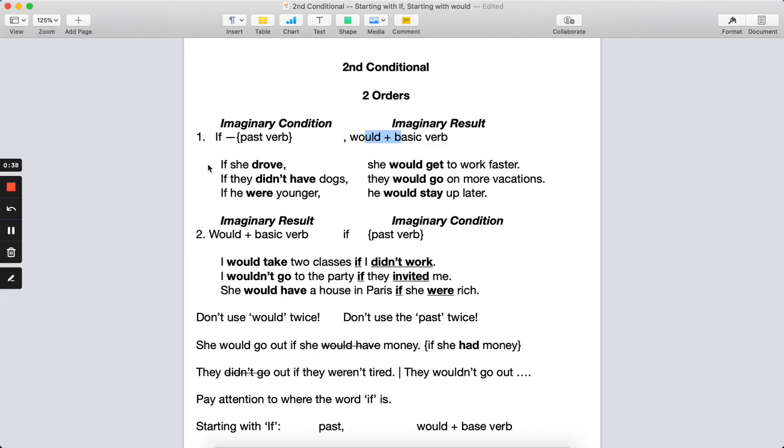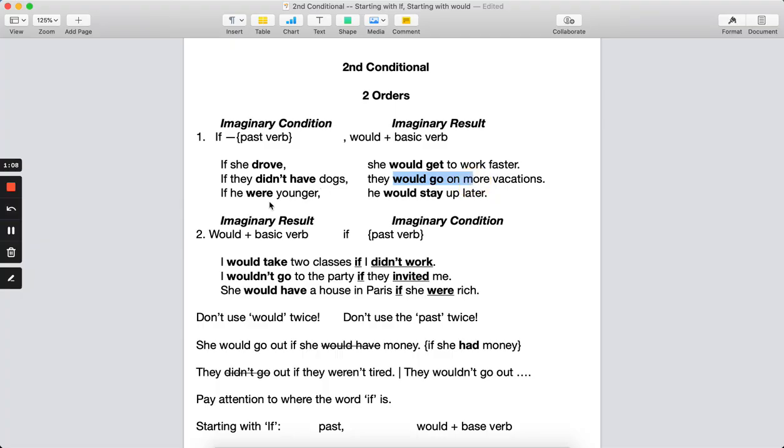She doesn't drive in reality, so we imagine, well, if she drove, then as a result, she would get to work faster. We can also use this verb in the past negative, depending on what the first thing we say. Oh my God, they have 5 dogs. They have 5 dogs. If they didn't have 5 dogs, then they would go on more vacations.